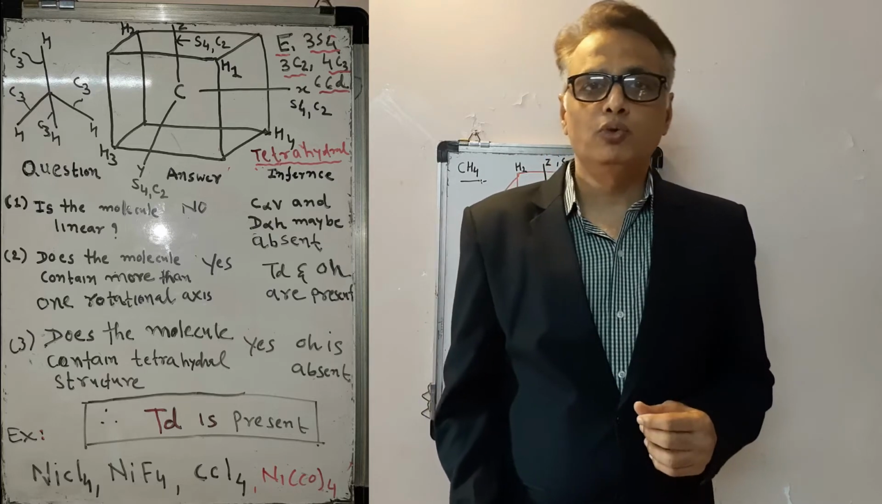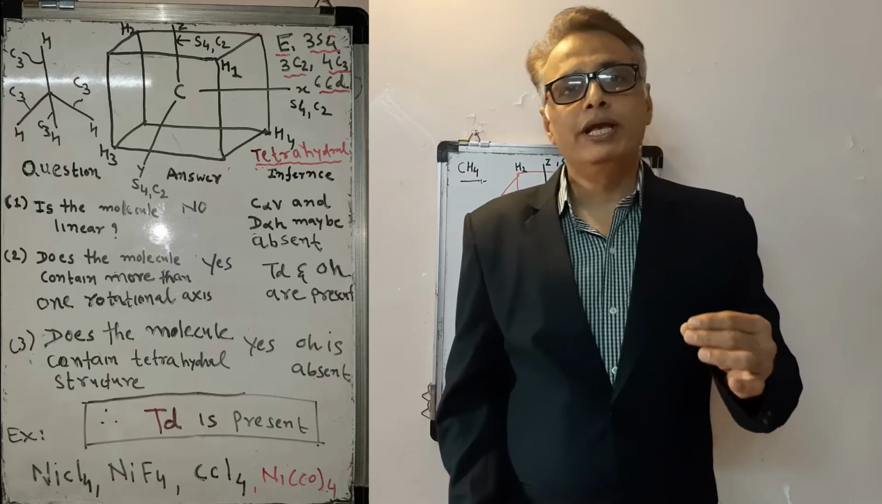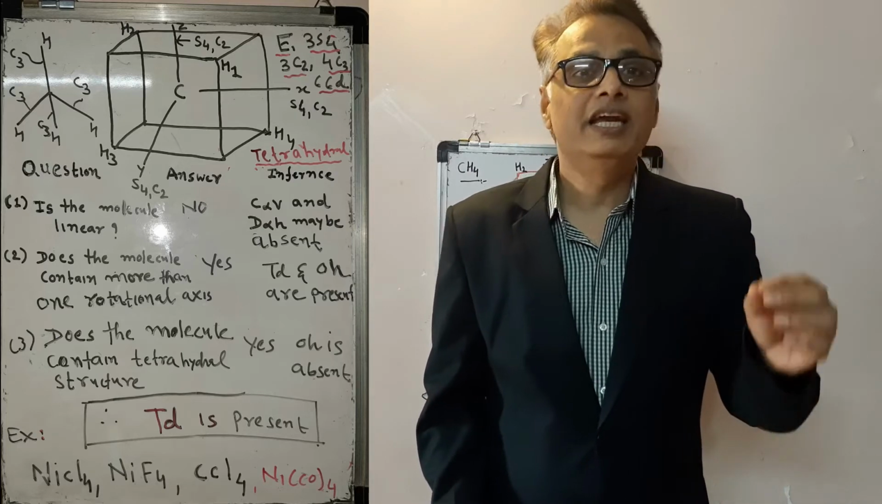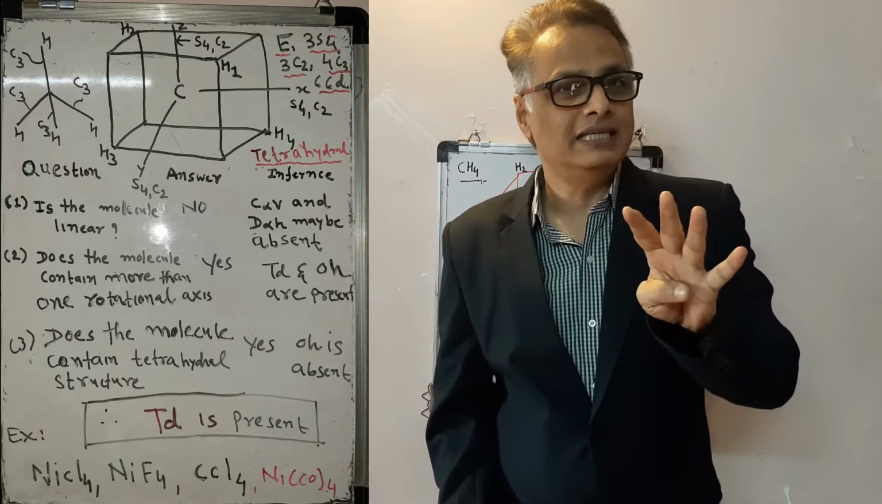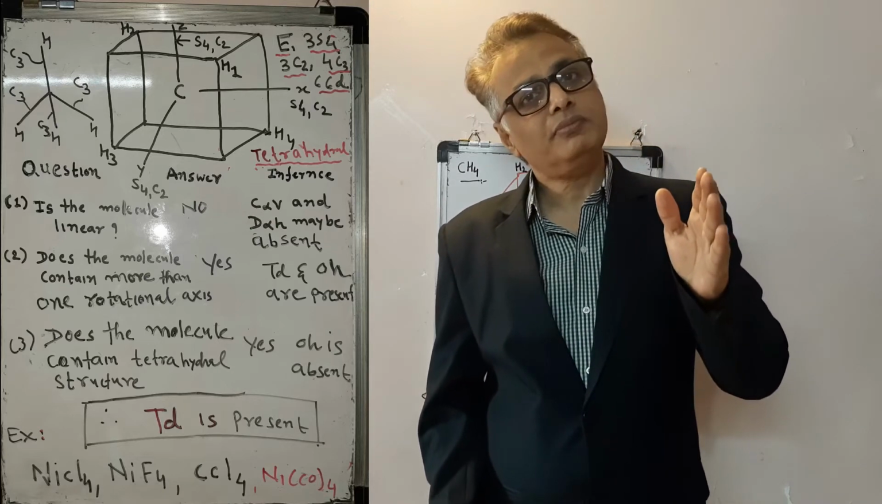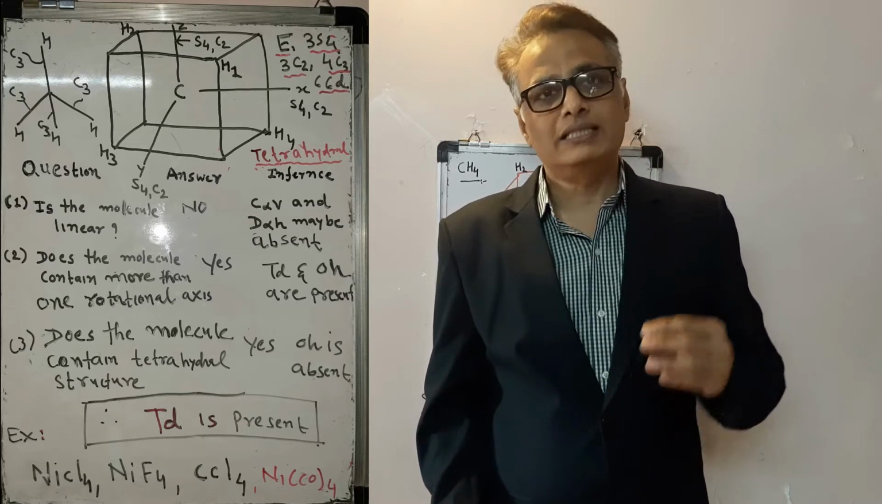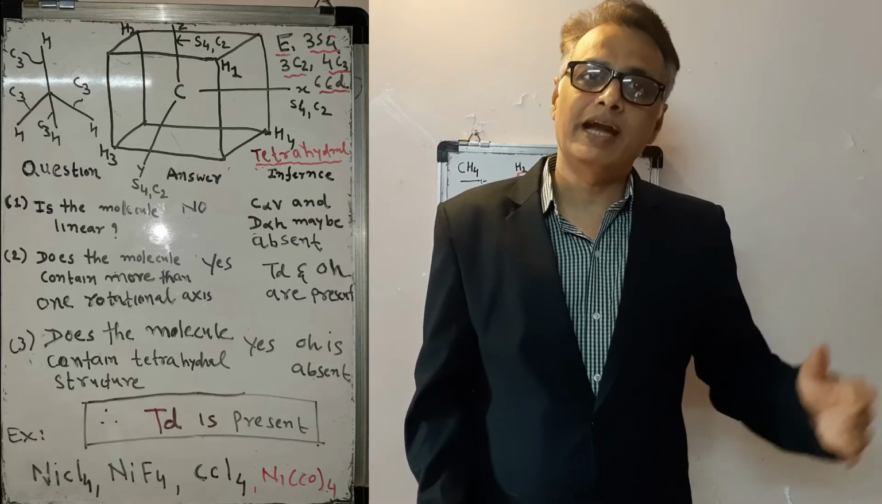The second question we are going to ask: does the molecule contain more than one rotational axis? The answer is yes. It contains 4 C3 axes and that's why it belongs to more than one rotational axis, that means tetrahedral and octahedral are present.